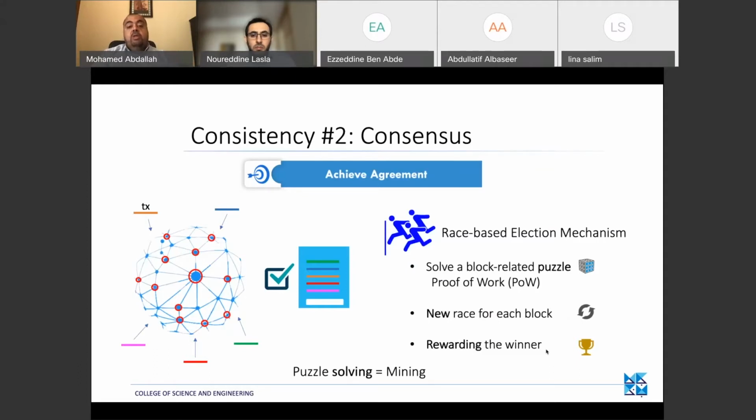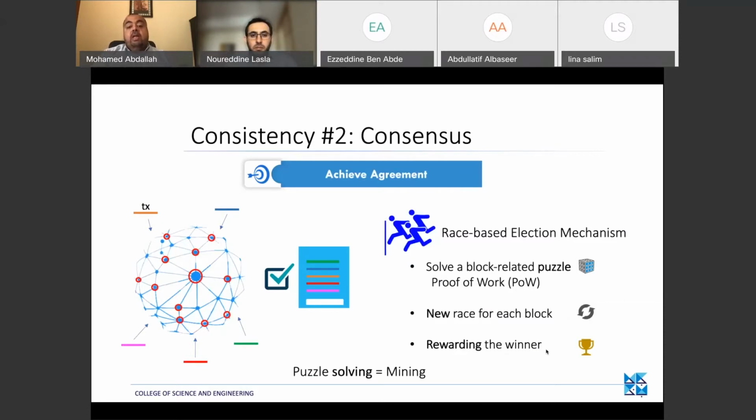Then all the users will try to solve this puzzle. The winner of this puzzle will be the one creating the new block, and he will share it among all the users. They will verify if this block is correct, and it will be added. This is done for each block, so every time a block is added, there will be a new race.